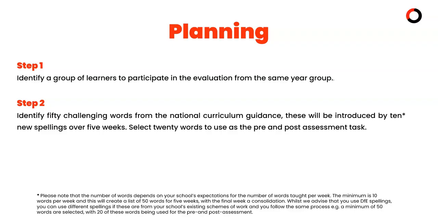Please note that the number of words depends on your school's expectations for the number of words taught per week. The minimum number is 10, and this will create a list of 50 words for 5 weeks. If you have more, then it will include a larger list of words, with the final week being a consolidation. Whilst we advise that you use the DFE spellings, you can use different spellings if these are from your school's existing schemes of work that align with that, and you follow the same process. So a minimum of 50 words are selected, with 20 of these being used for the pre- and post-assessment, which are the same.